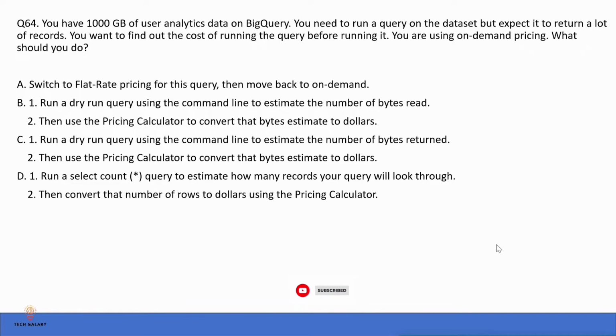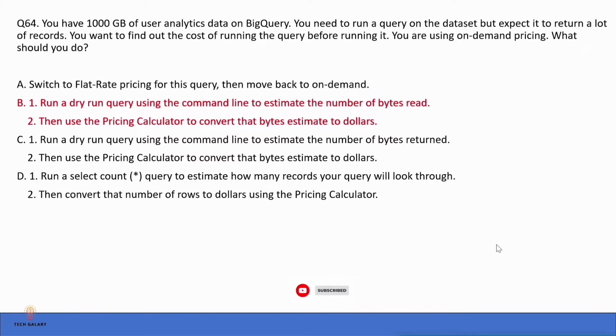Option B, run a dry run query using the command line to estimate the number of bytes read. Then use a pricing calculator to convert that bytes estimate to dollars. So this is the correct method to follow. BigQuery charges you based on the amount of data processed by your queries, and performing a dry run gives you an estimate of the number of bytes that will be read and processed if you run your query. So this option is correct.